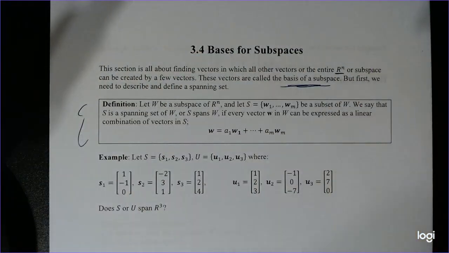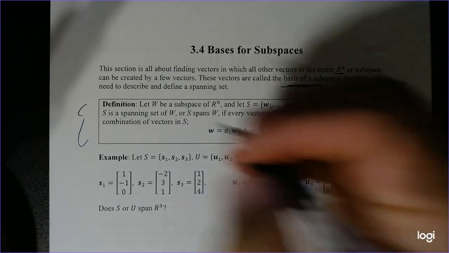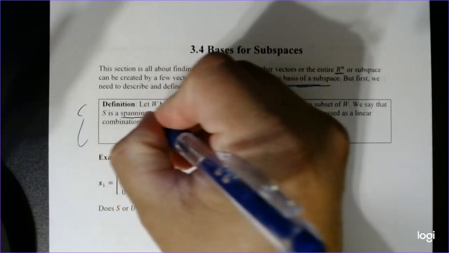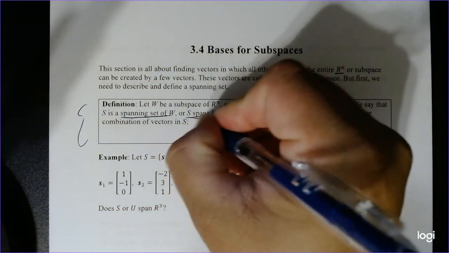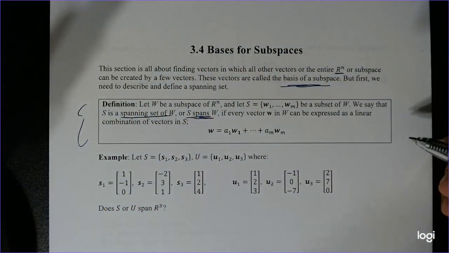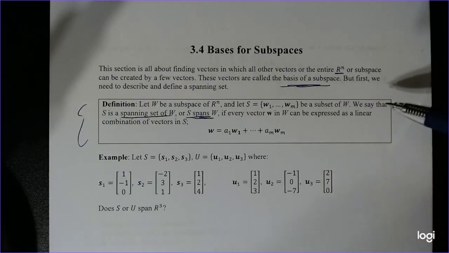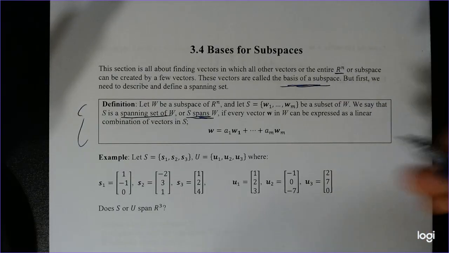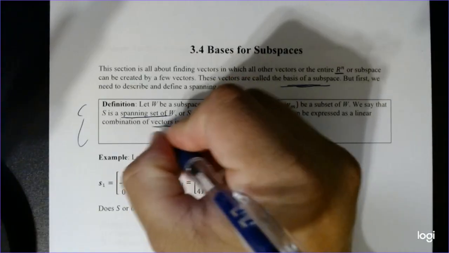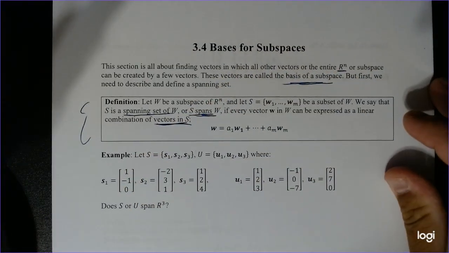the spanning set. Okay, so let W be a subspace of Rn, and let S be the vectors w1 all the way to wm, a subset of W. We say that S is a spanning set of W, or S spans W, if every vector w in W can be expressed as a linear combination of the vectors in S. Okay, so this is a weird definition.